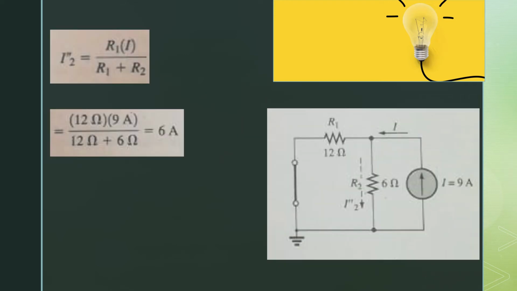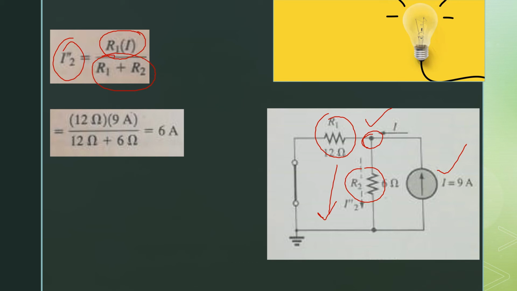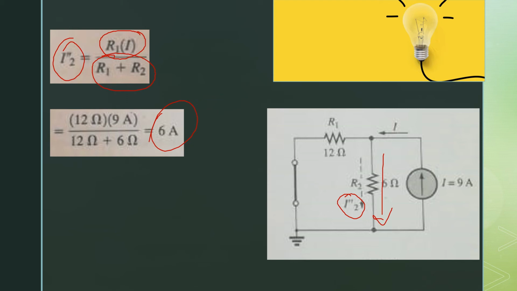Now in the second step, we take the current source and remove the voltage source, replacing it with a short circuit. You see from the figure that R2 and R1 are in parallel, and I2 double prime is the current flowing through R2 because of the current source. When we apply the current divider rule here, I2 double prime is equal to R1 times the total current divided by the total resistance of the circuit. When we substitute the values of R1, R2 and I, we get I2 double prime equal to 6 amperes. From the figure you will see that this I2 double prime is flowing in the downward direction, so both currents are flowing in the downward direction.